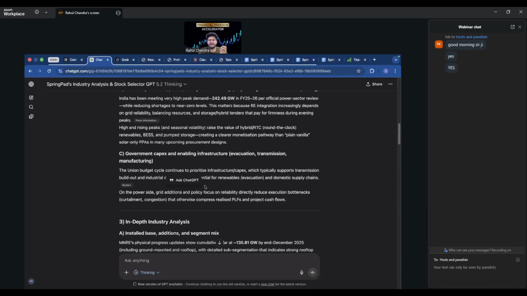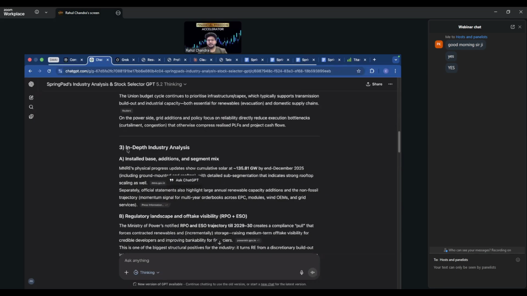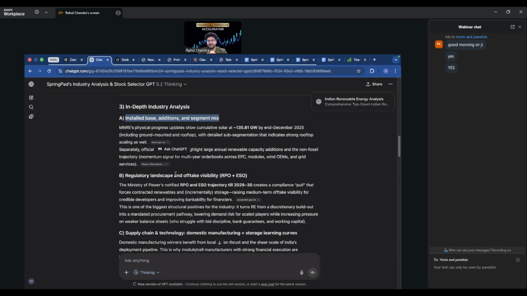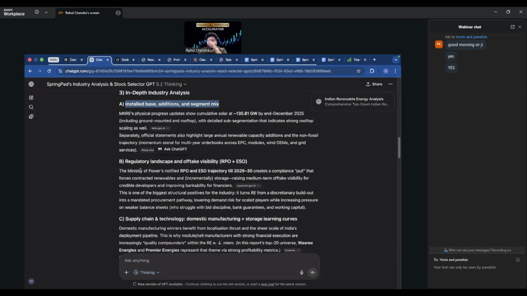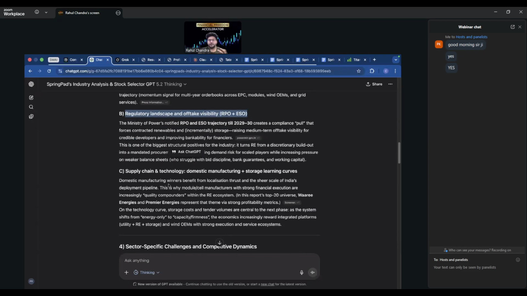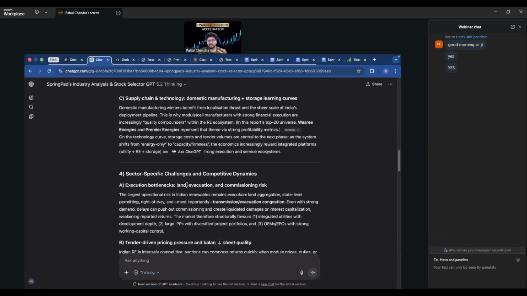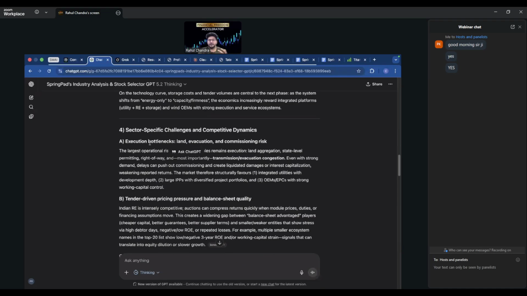Okay. Second, it looks a little more in depth. Okay. It looks at what is the total installed base, additions, segment mix, right? This can be a little technical for a few of you, but just read it and you will understand how important and mind blowing this is. Regulatory landscape, what is it in this particular space? Okay. What are the supply chain and technology conditions in this space? What are the sector specific challenges, right? Are there any execution bottlenecks?